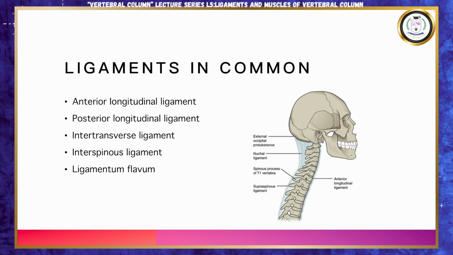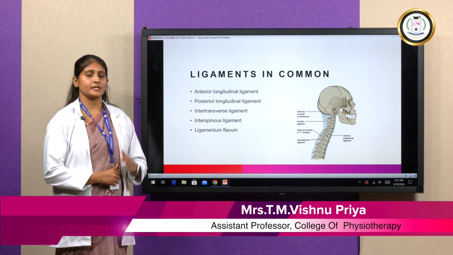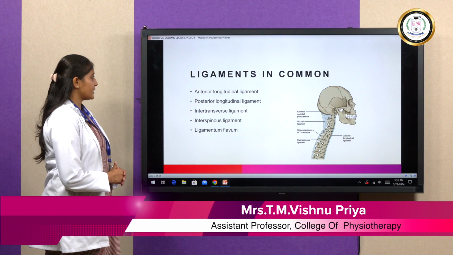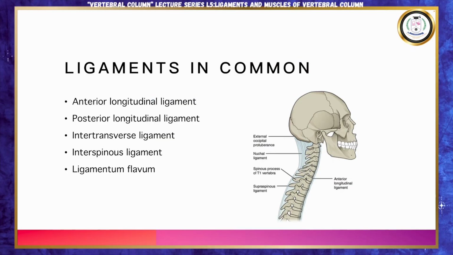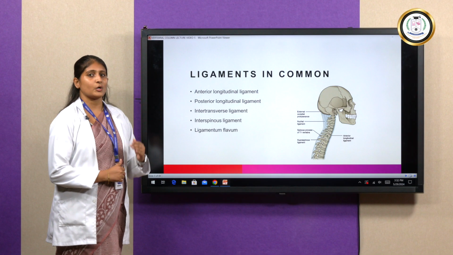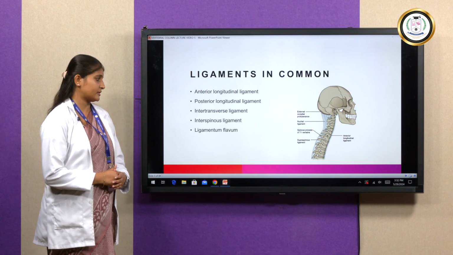There are many ligaments present throughout the entire vertebral column, and these are the ligaments which are very common in all these segments. At first we have the anterior longitudinal ligament, posterior longitudinal ligament, intertransverse ligament, interspinous ligament, and ligamentum flavum. These are the common ligaments present throughout the vertebral column.